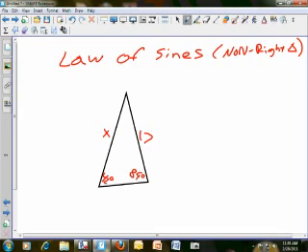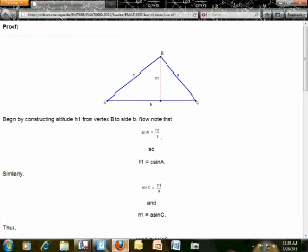So before I give you the law, I'm going to show you where it came from. Okay. This is where it came from. What they're doing here is just saying, listen, I can take any triangle I want and drop down a height. Does that make sense?